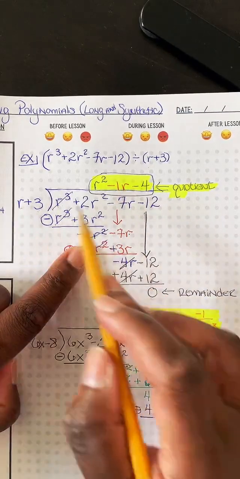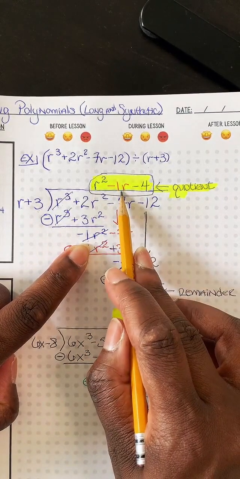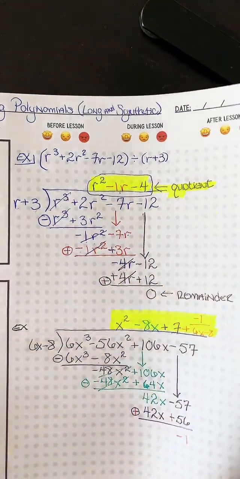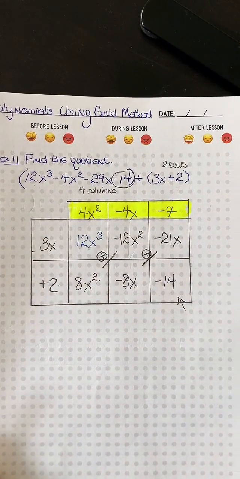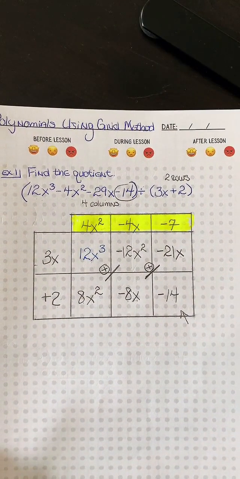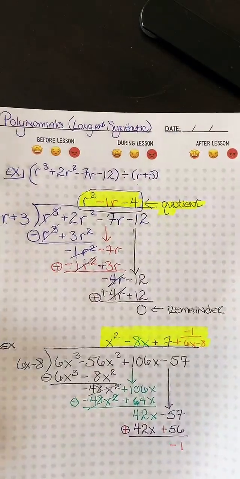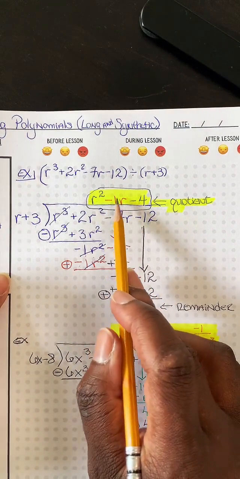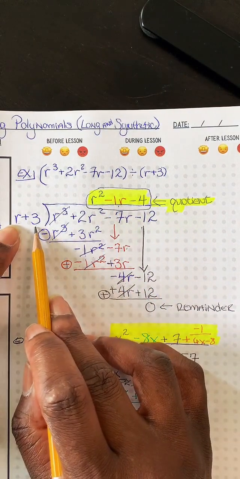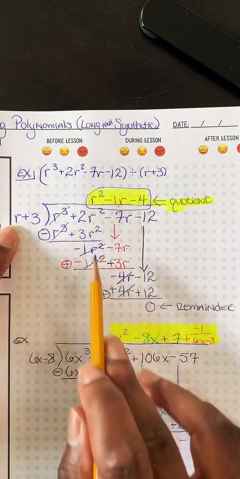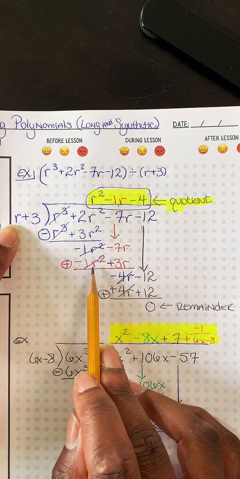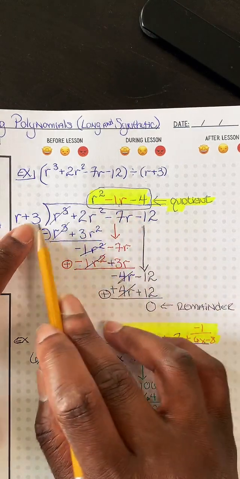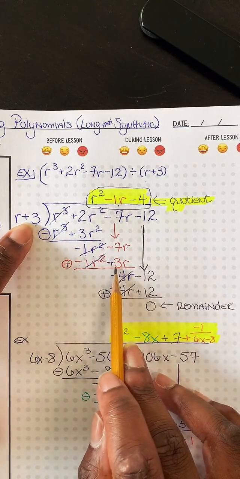So what times r will give me negative r squared? That's your negative 1. The last method, they just call it using the grid method, just long division using the grids. Then you take your negative 1r and multiply it to everything in the divisor. Negative r times r is r squared. Negative r squared, don't forget the signage. Negative 1r times 3 gives us our negative 3r.